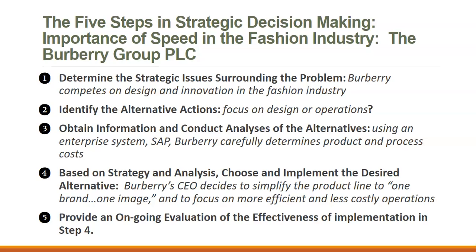So we're looking at these 5 steps in an example of the Burberry Group, which is a fashion agency. We have our 5 steps in strategic decision making that we looked at in chapter 1. So first, what are our strategic issues? Well, we compete on design and innovation in the fashion industry. What we're looking at is, should we focus on one over the other, or should we focus on design, or should we focus on improving our operations to meet our customer demands and expectations?